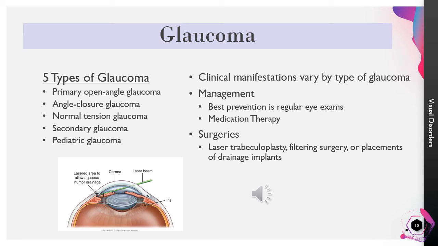The priority intervention for treating glaucoma is medication therapy, especially in the earliest stages. The medications can cause the eye to produce less aqueous humor, and other medications can help drain the fluid in the eye, thereby decreasing the pressure. Surgery is used to treat glaucoma if medications are not effective in treating the disease. Laser trabeculoplasty is used in treating open-angle glaucoma. Filtering surgery is usually done in a hospital or outpatient surgery center under local anesthesia. Drainage implants are used most commonly with secondary glaucoma or pediatric glaucoma.